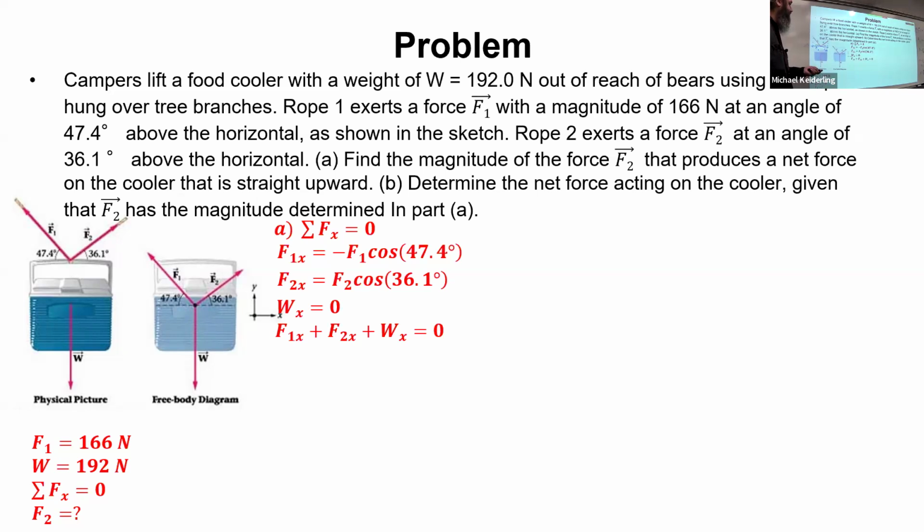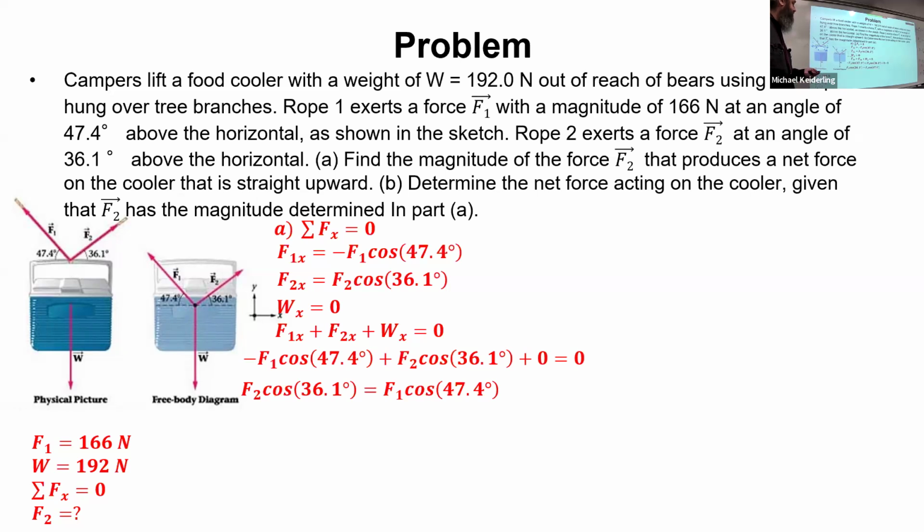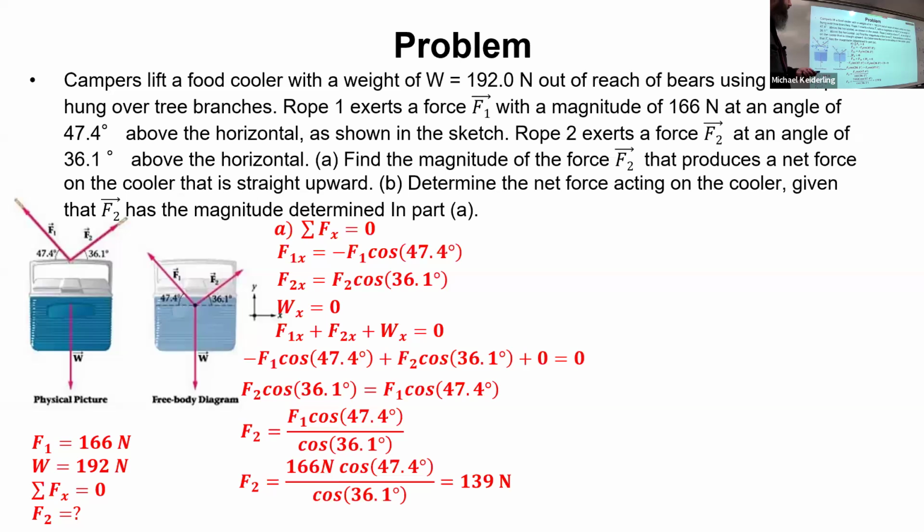So let's add these up. Force 1x plus force 2x plus weight x has to add up to 0. So negative force 1 cosine of 47.4 degrees plus force 2 cosine of 36.1 degrees plus 0 equals 0. So force 2 cosine of 36.1 equals force 1 cosine of 47.4. We divide both sides by cosine of 36.1, and we get force 2 is force 1 times the cosine of 47.4 degrees over the cosine of 36.1 degrees. So that's 166 newtons times cosine of 47.4 degrees over cosine of 36.1 degrees, which comes out to 139 newtons.